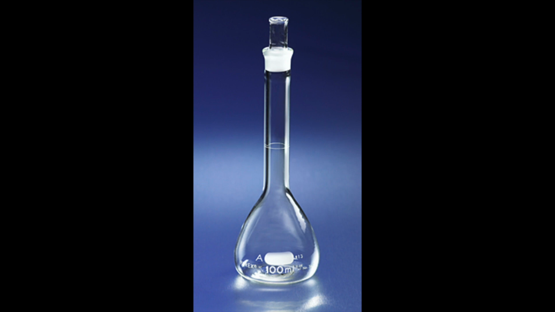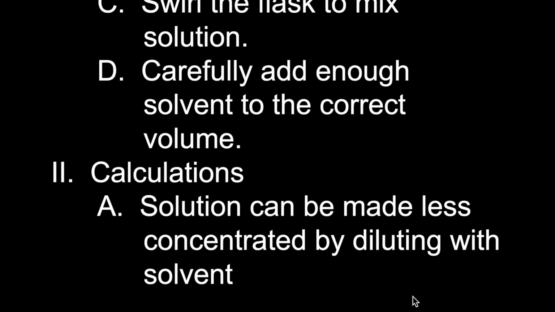Then you pour in enough solvent, usually water, to almost fill the bulb of the flask. And the reason why you don't bring it up to the neck, the skinny part, is because you cannot stir it when it's up in that section. Then when the bulb is only about halfway filled, you start swirling the flask to mix the solution. And once it's all carefully been mixed together, you want to carefully add enough solvent to reach the correct volume.